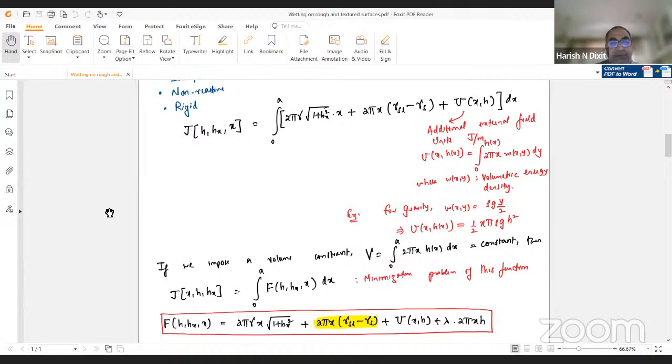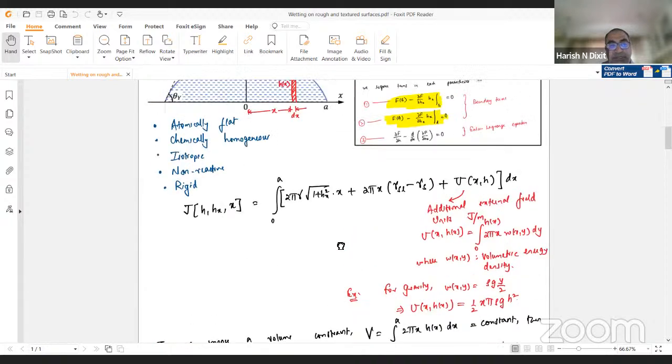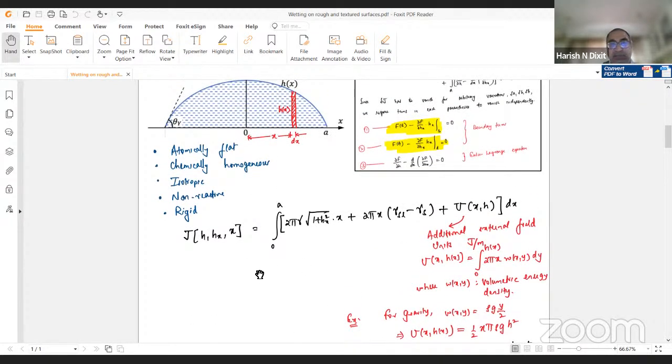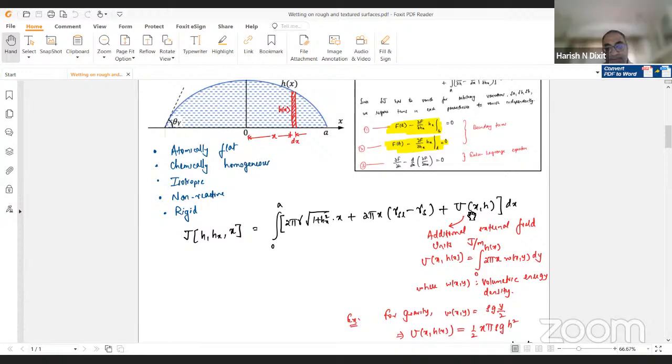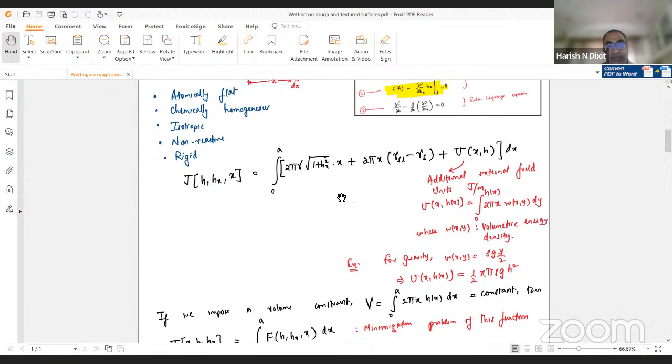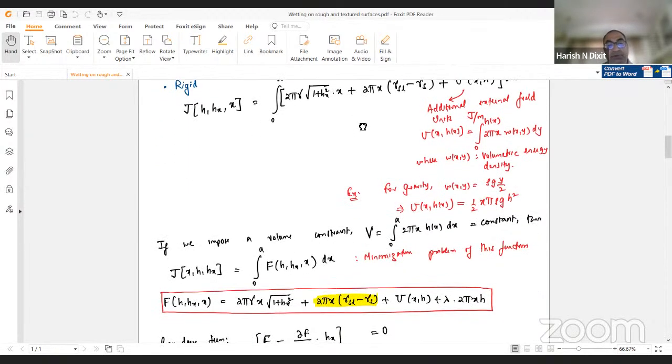If we impose an additional volume constraint, the way to do this is to introduce it in J, in F, sorry. If you look at this expression where I'm pointing my mouse, you can notice that I have not imposed any volume constraint. I have introduced an external field, capital U. The most common external field is typically gravity. But if we want to introduce an additional volume constraint, then we introduce it with the help of this parameter lambda, which is the Lagrange multiplier.